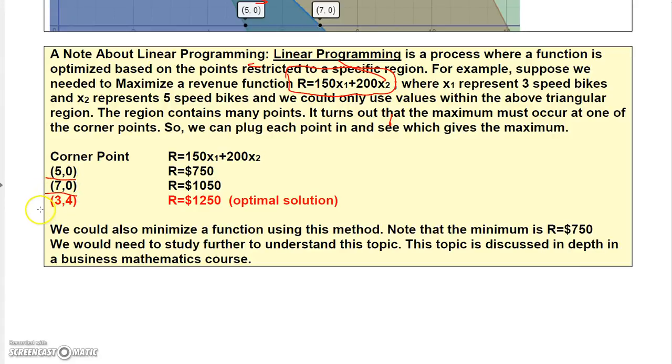So basically, all we have to do is plug in the 3 corner points. If I plug in the point 5, 0, I get 750. If I plug in the point 7, 0, I get 1050. And if I plug in the point 3, 4, I get 1250. Now all I have to do is look for the maximum of those 3 numbers, which is 1250. So that would mean that I would need 3 3-speed bicycles and 4 5-speed bicycles to get a maximum revenue of $1,250. Now, we could also minimize a function using this method. The minimum would be 750, but in this particular example, you probably wouldn't want to minimize revenue. So we'll discuss this more in the next video.